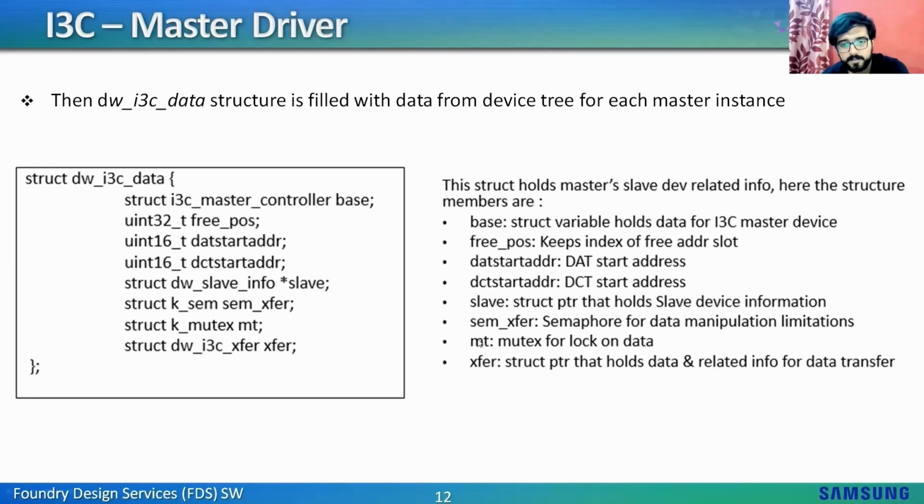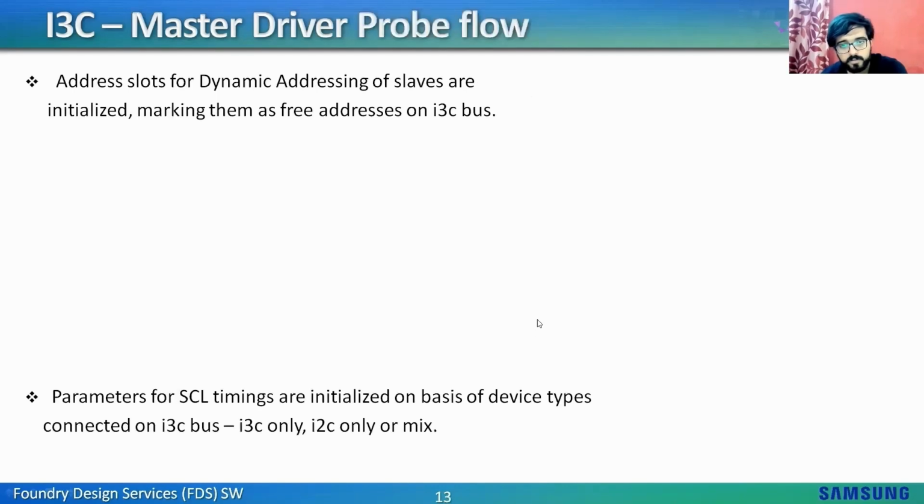And then we have sem_xfer, which is basically a semaphore variable for data manipulation. And then we have the bus mutex variable. Then we have the xfer variable. This structure pointer holds data and related information for the data transfer operations. So this is all about this data structure. If we move on to the next slide.